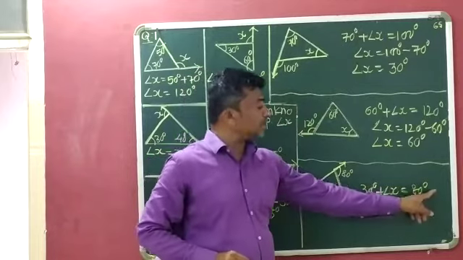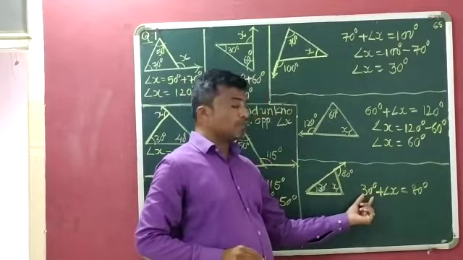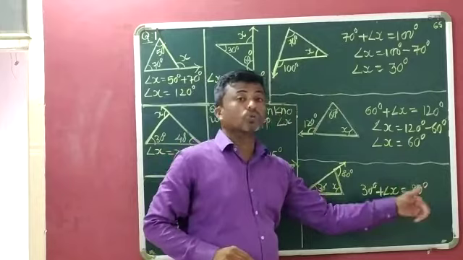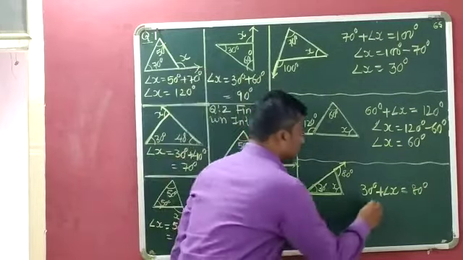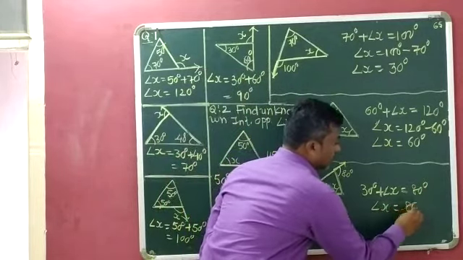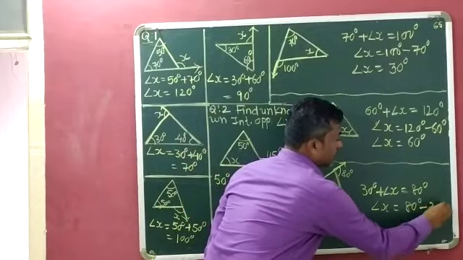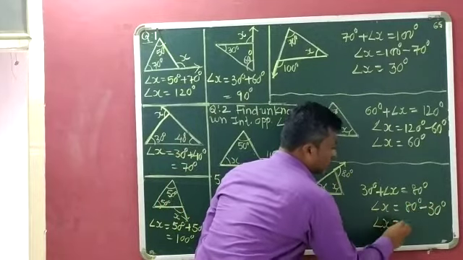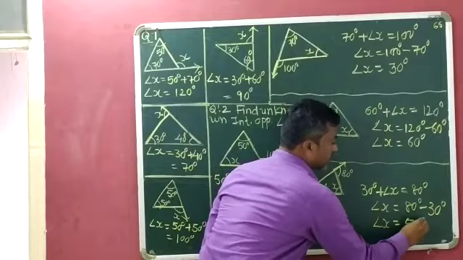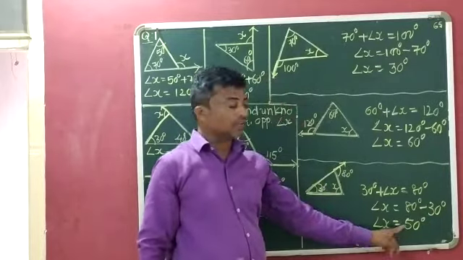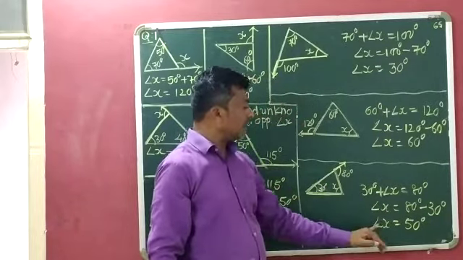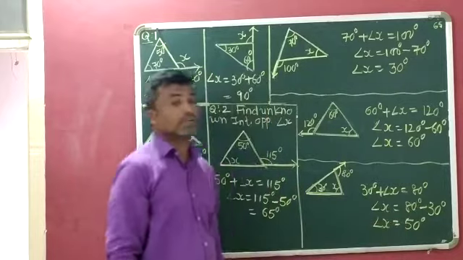So 30 degree side we have to change. This side it is positive, it becomes negative on the other side of the equal. So angle X is equal to 80 degree minus 30 degree. So angle X is equal to 80 minus 30, then it is 50 degree. So final answer is angle X is equal to 50 degree.